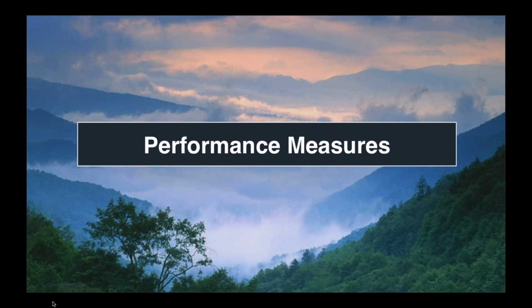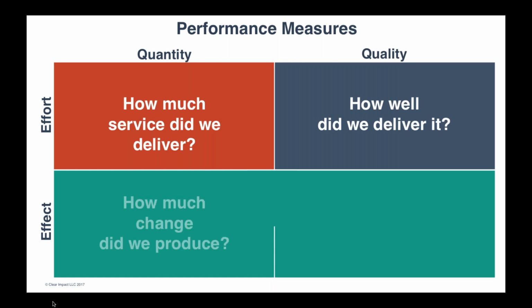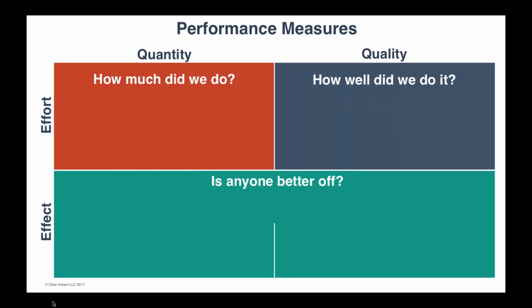On to performance measures. Performance measures are the combination of 2 sets of questions, quantity and quality, and effort and effect. We put those together and we say, how much service did we deliver? How well did we deliver it? And how much change did we produce? What quality of change did we produce? We put these together to come up with 3 kinds of performance measures. How much did we do? How well did we do it?